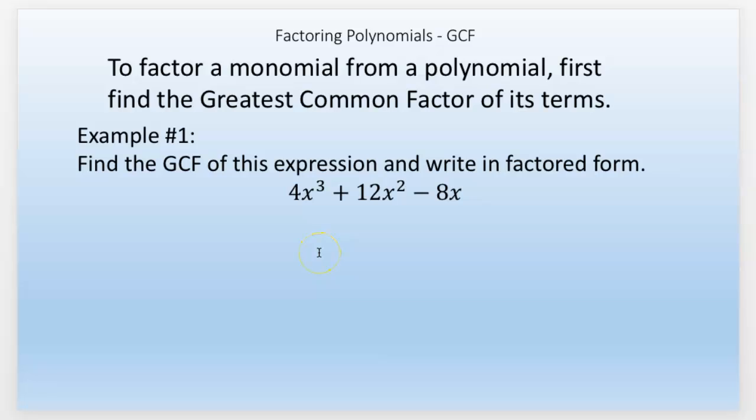Now, how many x's are in each term? There's 3 of them here, 2 of them here, and 1 of them here. It says negative 8x, so that exponent is 1, x raised to the 1 power. So you can take 1x out of each one of these terms. You find the term with the smallest exponent on the variable, and you can take it out of each term. So to factor this, the GCF is 4x.